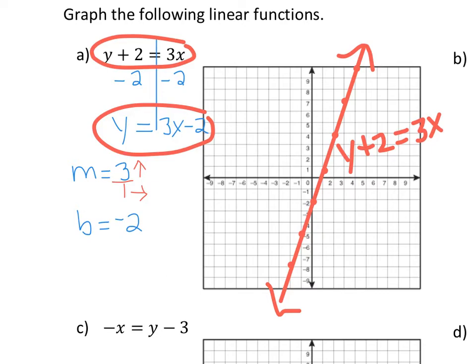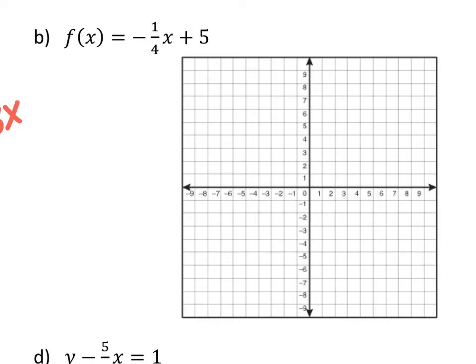Let's try another one. Let's look at letter B. f(x) = -1/4 x + 5. This is already in slope-intercept form. So our slope is -1/4. That negative, I always like to put with my numerator, but it doesn't matter. And the y-intercept is 5.